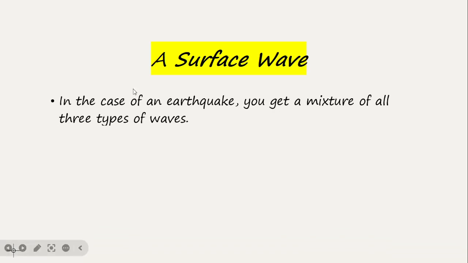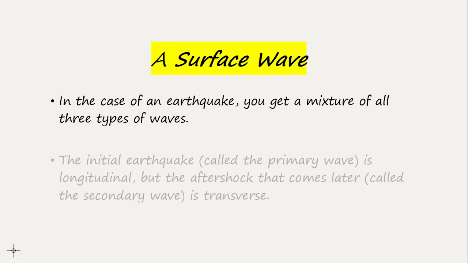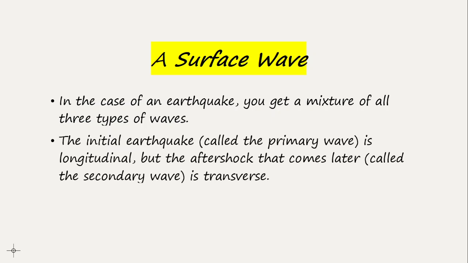Also, in the case of an earthquake, you can get a mixture of all three types of waves: the longitudinal, the transverse, and the surface waves. The initial earthquake wave, called the primary wave, is longitudinal. But the aftershock that comes later, called the secondary wave, is a transverse wave. So that's an example of the various waves that can be seen in an earthquake. Surface waves are also created during the earthquake.